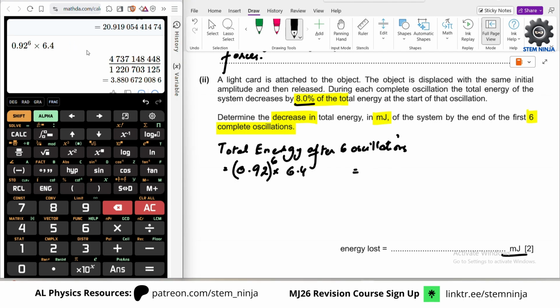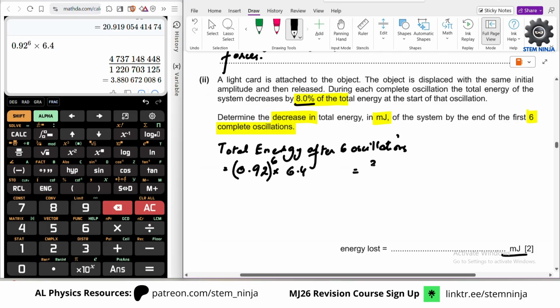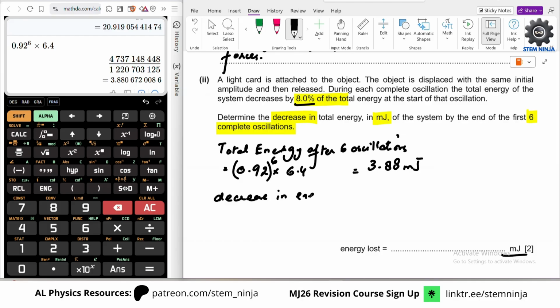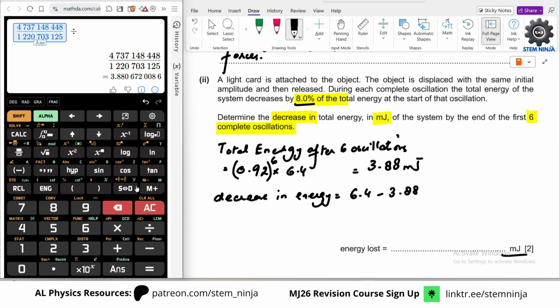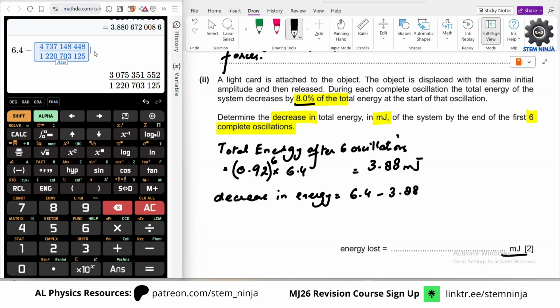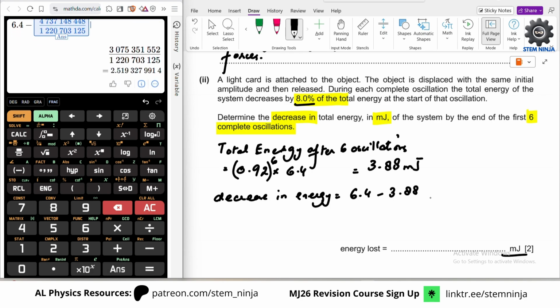So you get 3.88 millijoules. The decrease in energy would be the difference between these, 6.4 minus 3.88. So 6.4 minus the answer is 2.59.